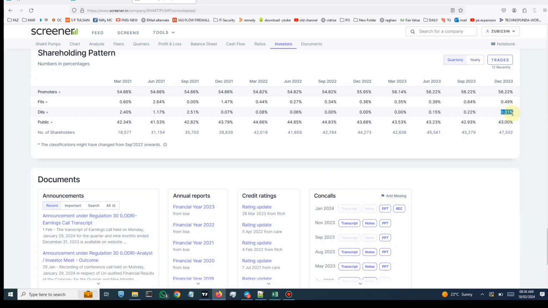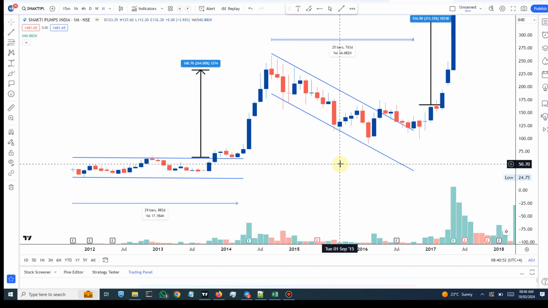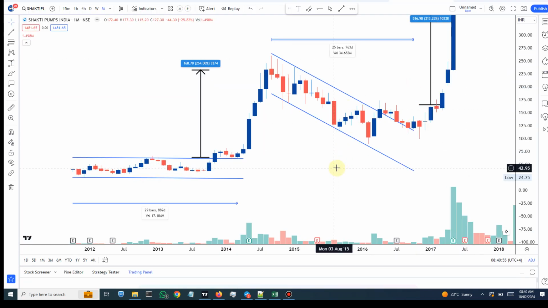Now let's try to analyze the price structure of the stock. Let's do the technical analysis of the stock, and let's try to understand how good the stock is technically and what it has done in the past. So friends, now let's start doing the technical analysis of the stock. In the technical analysis, we'll do a multi-time frame analysis. We'll first start with the monthly chart, then the weekly chart, and then the daily chart.